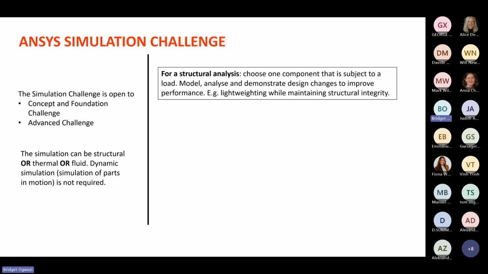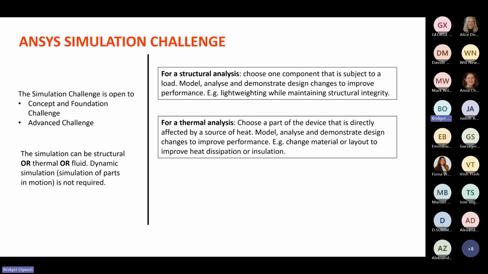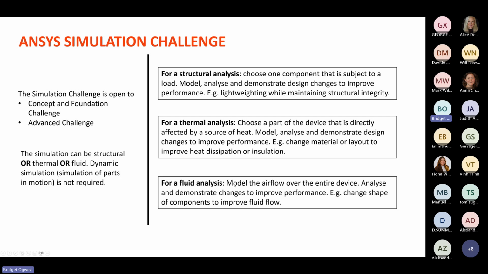For a structural analysis, take a component, analyze it. Can you improve the light weighting while maintaining the structural integrity? An idea there. For a thermal analysis, is there something that has a heat source? Maybe your motor is generating some kind of heat and it's affecting some other components in your design. Can you maybe change the material, change the casing or something to reduce that heat, the transfer of heat, and do a simple model on that? For a fluid flow analysis, like I said, model the airflow over your device as it's moving. Is there a shape you can change, something to do with the aerodynamics, to make the airflow over it better? So do that simple simulation and then show how you've improved your design.